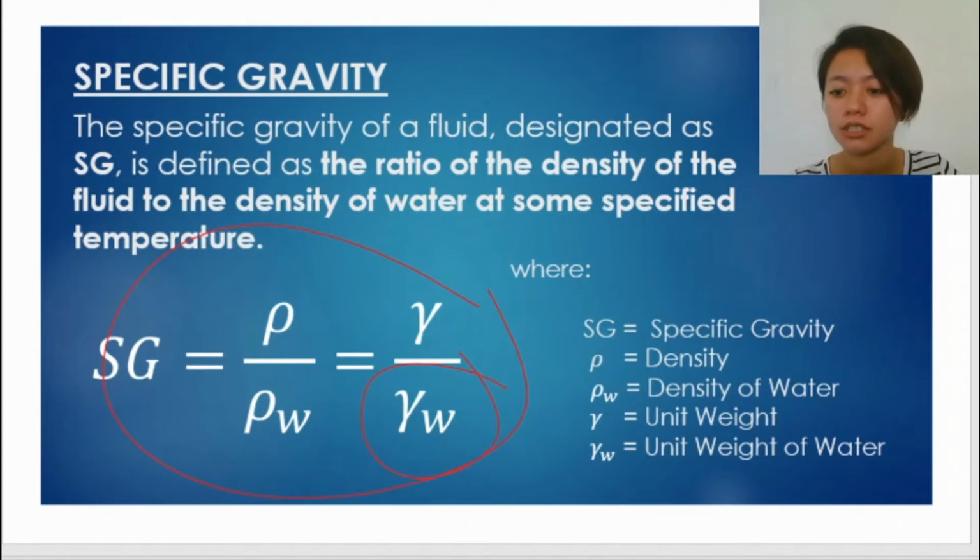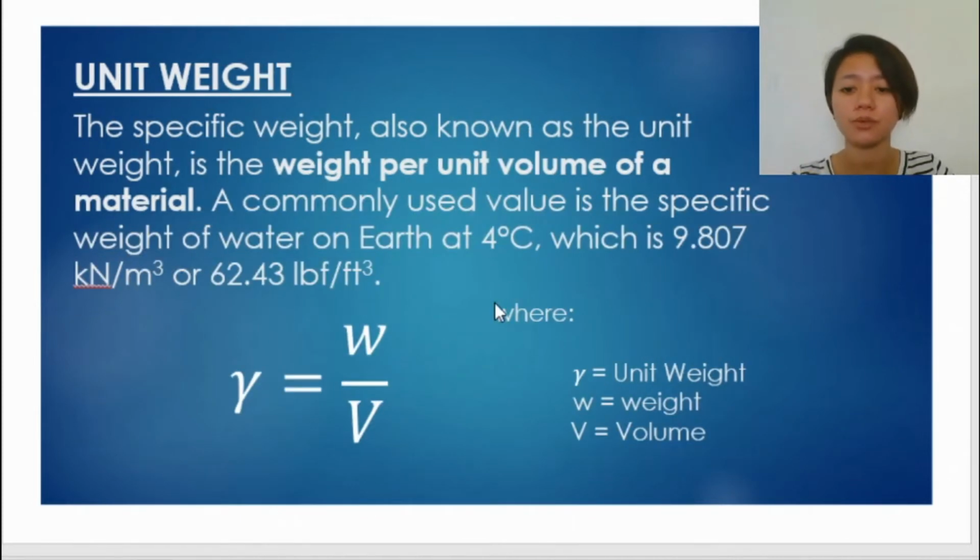So let's proceed with the unit weight. The unit weight, or the specific weight of the fluid, is the weight per unit volume of a material. A commonly used value is the specific weight of water on Earth at 4 degrees Celsius, which is 9.807 kilonewton per meter cube, or 62.43 pound force per cubic feet. But usually what we use is 9.81, which is rounded up. So the unit weight formula we have here is weight over volume.